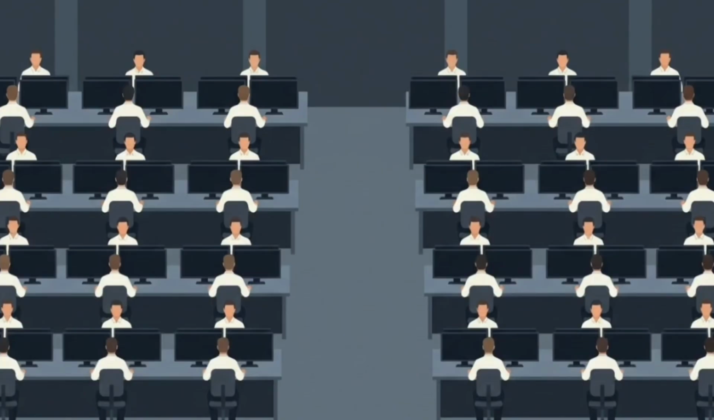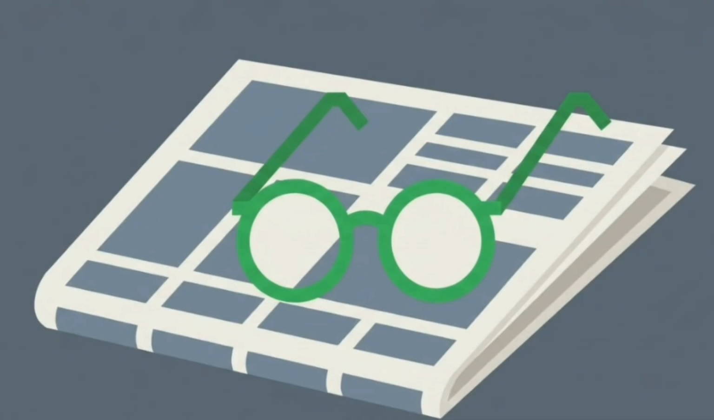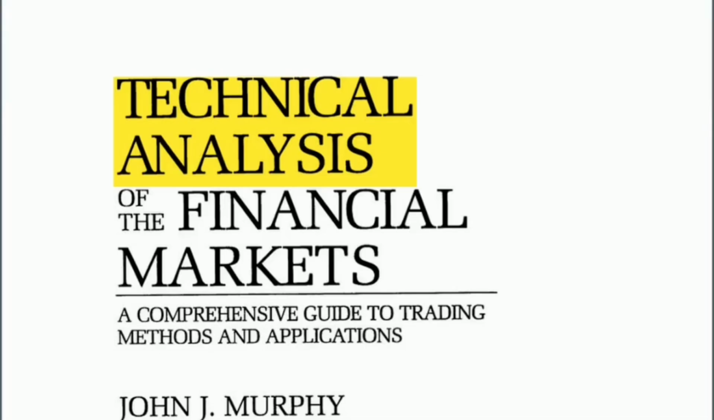So how do institutional traders consistently navigate these sudden drops? How do they position themselves ahead of the curve when they don't have tomorrow's newspaper? They don't guess. They rely on a disciplined methodology called technical analysis.